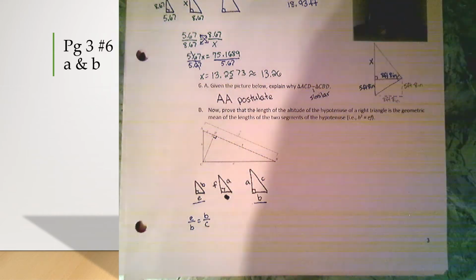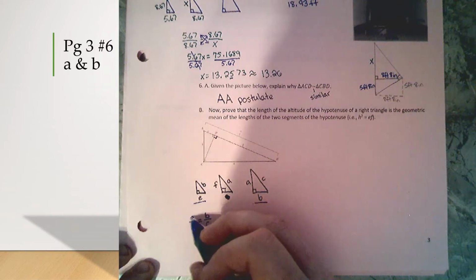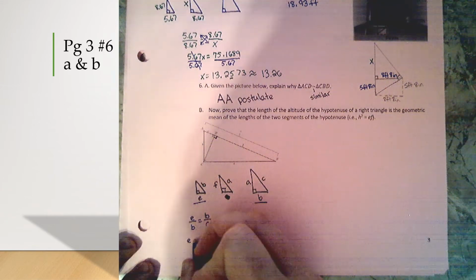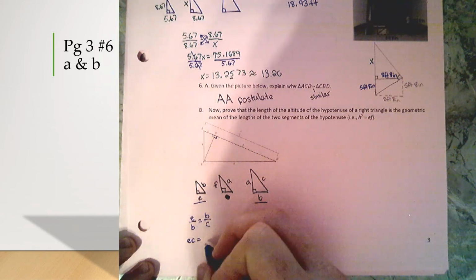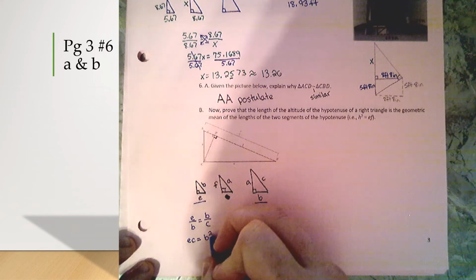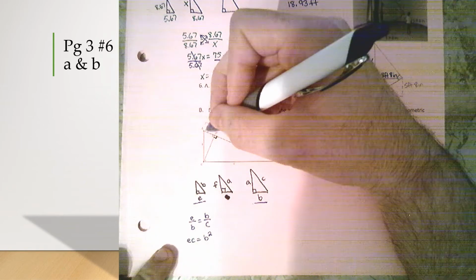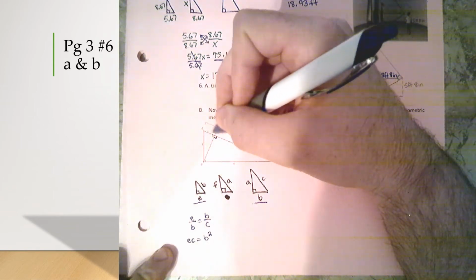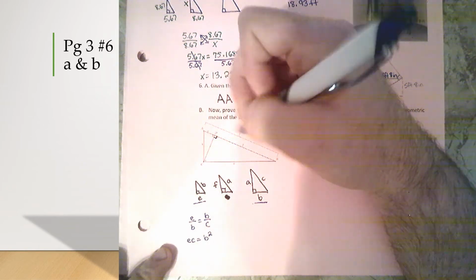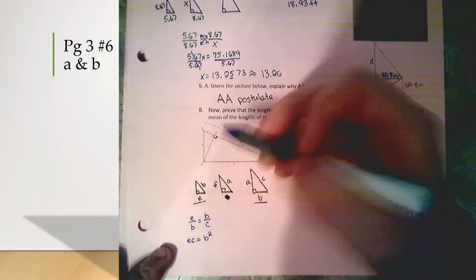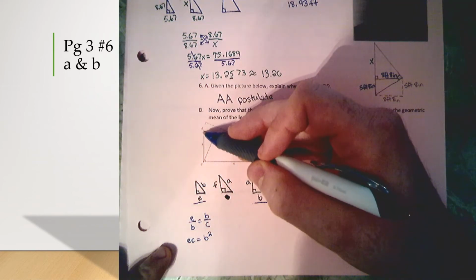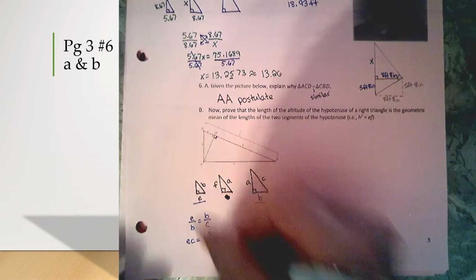So now you would do your cross multiplication. So E times C is EC, and that equals B squared. So if I did this portion here, E, multiplied with the full length C, that would be the same thing as whatever number I would get if I did B times B, because that's what B squared means.